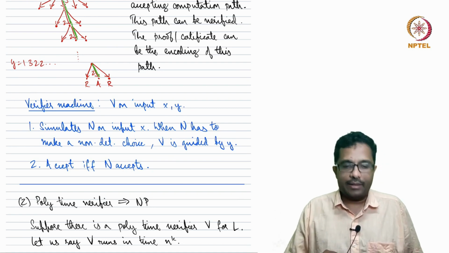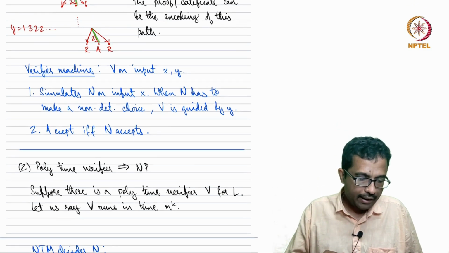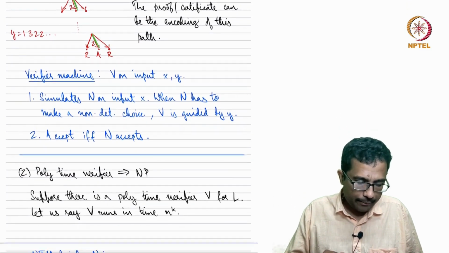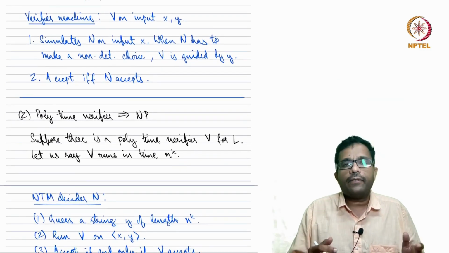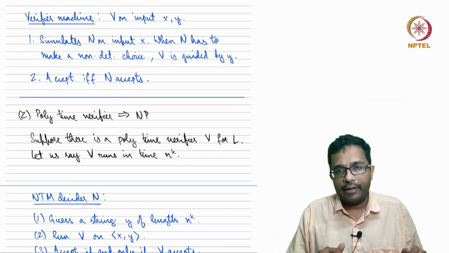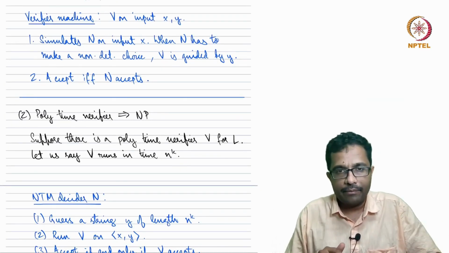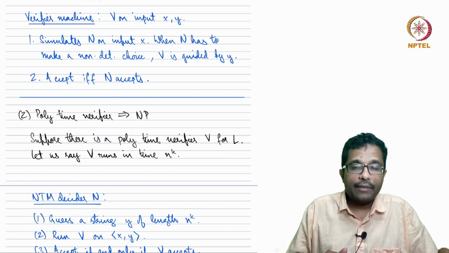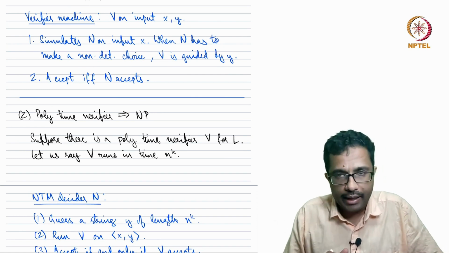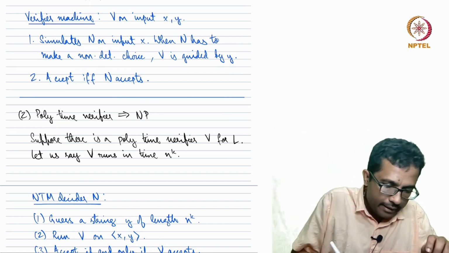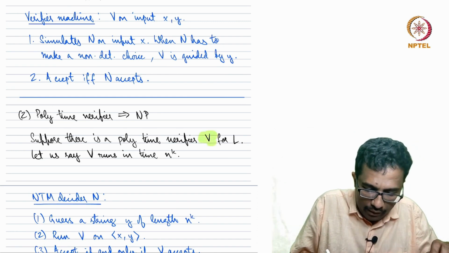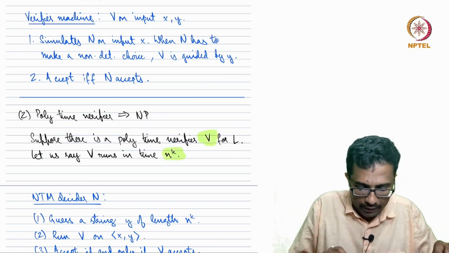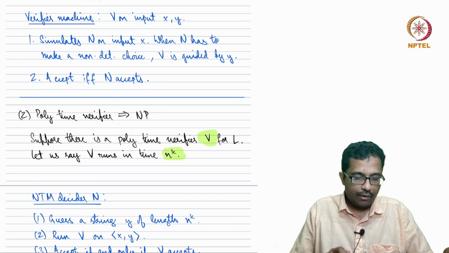And the verifier is deterministic, right? So that is one direction. The other direction is also not that difficult. It says that if a language has a polynomial time verifier, then the language is in NP. So suppose there is a polynomial time verifier for the language L. Let's say the polynomial time verifier is V, and let's say V runs in time n to the power k.